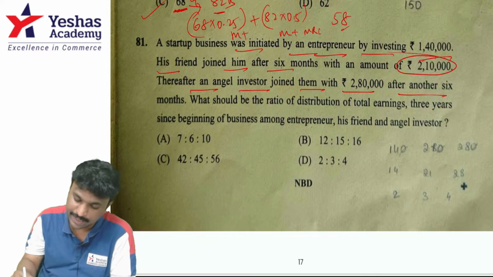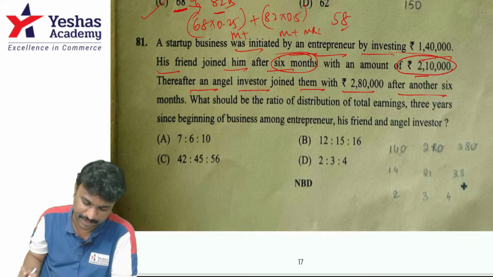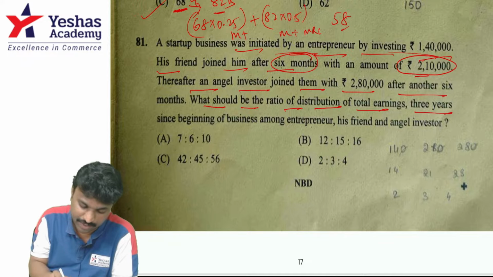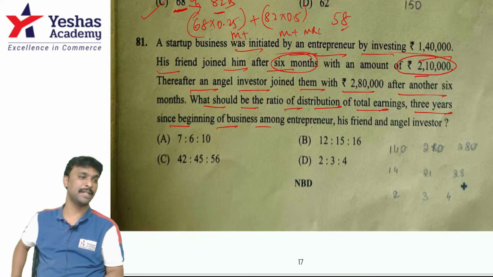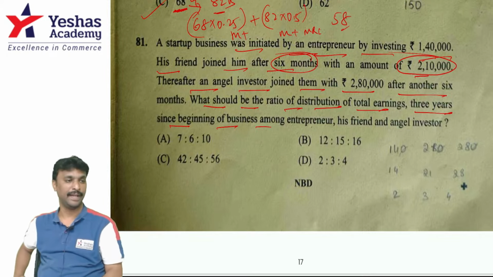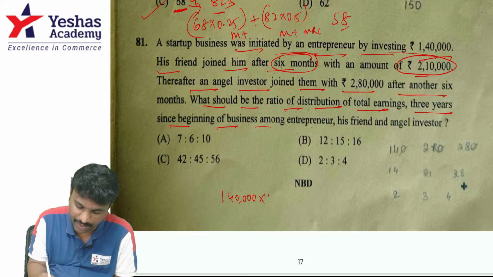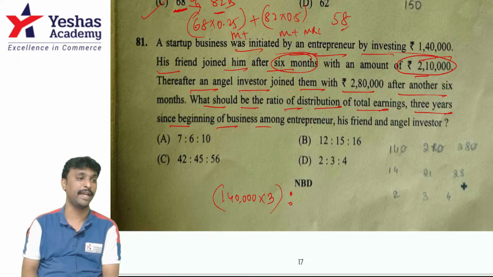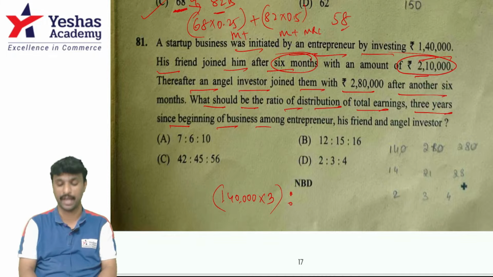The first person joined at the beginning, the second person joined after 6 months, and the third person joined after 6 months. What would be the ratio of distribution of the total earnings 3 years since the beginning of the business? The first person will be there in the business for all the 3 years. So 1,40,000 into 3 years. I'm trying to write the ratio of their investment. I cannot take 1,40,000 is to 2,10,000 is to 2,80,000 because their investment duration is not the same. So we have to consider the principal and the time for which they have invested.